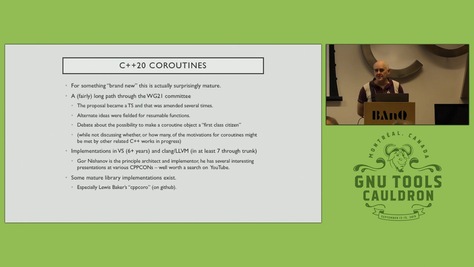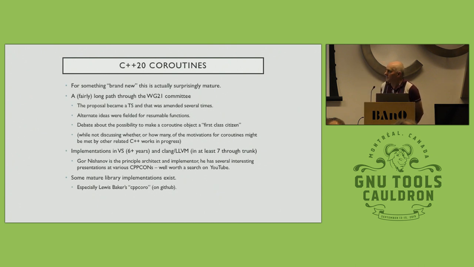So the interesting thing is that for something that's brand new, as Nathan alluded, actually it's surprisingly mature. And some of the reasons for that is because it's been a fairly long path through WG21. It doesn't compete with modules, granted, but it's been a fairly long path, via a TS and via several amendments, which predate my involvement with the committee, so there you go. There are also competing technologies for resumable functions. And there was quite a long debate about whether it was possible to make the coroutine into basically a type that you could allocate and use in the same way as you use any other first-class type.